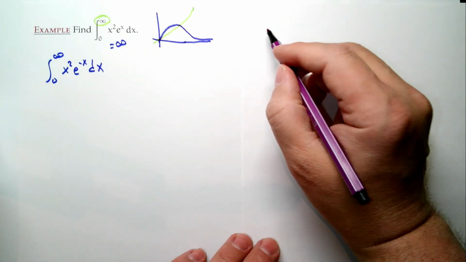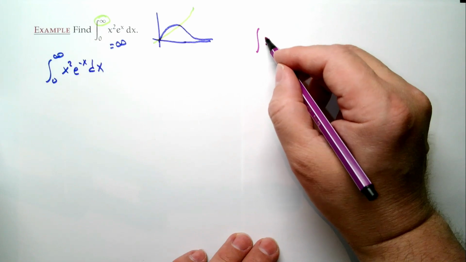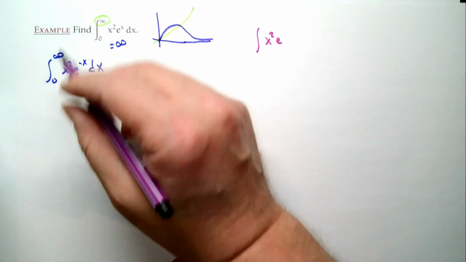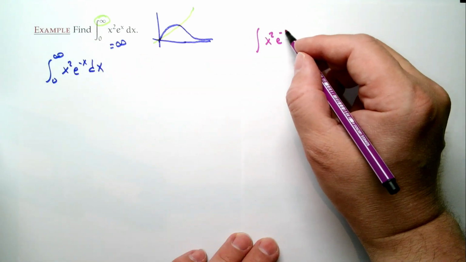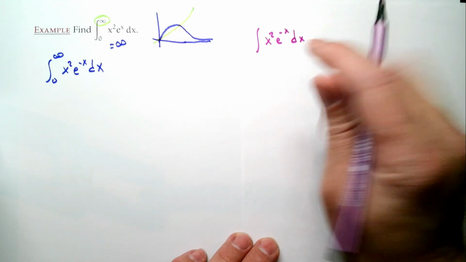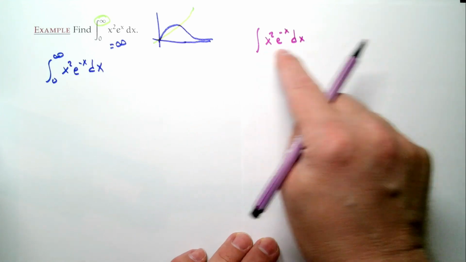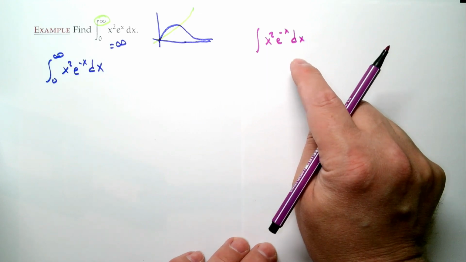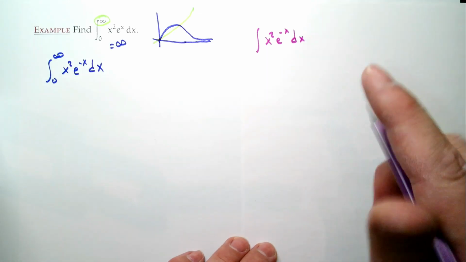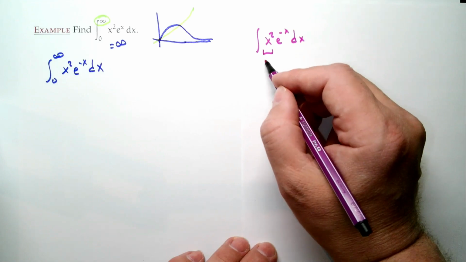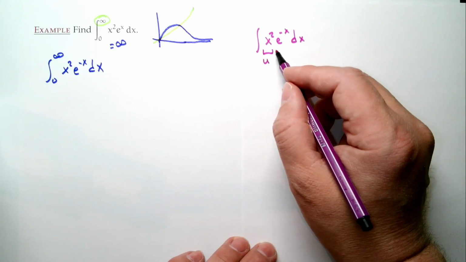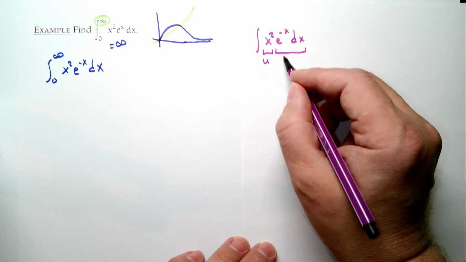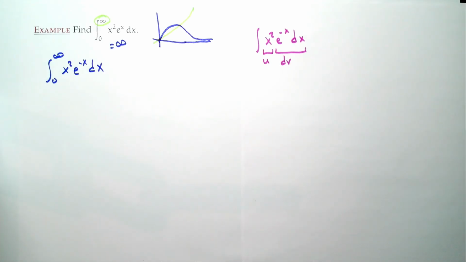So here's some side work. Let's just find the antiderivative. I'm not going to worry about the integral from 0 to infinity, because that's just going to sort of cloud things. All right, so u and dv, which part should be the part we differentiate? Which part should be the part we integrate? The x squared part, because if we differentiate that, that looks better. And the e to the negative x, if we integrate it, that looks about the same.